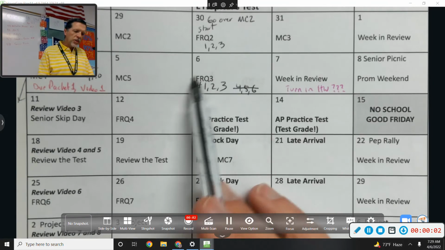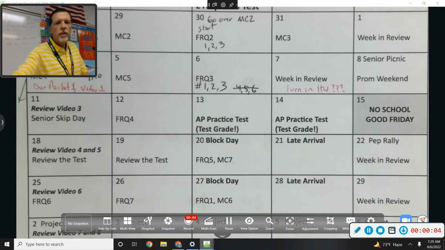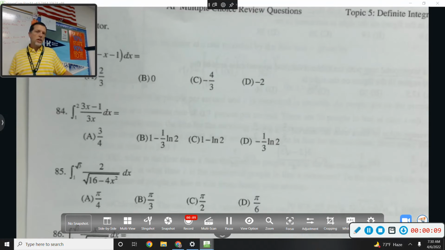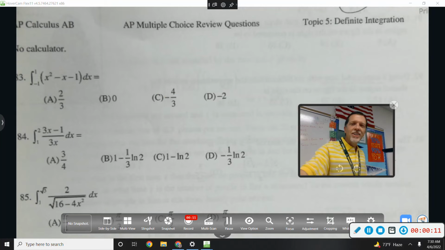So I'll say it multiple times, but the free response assignment today is only problems 1, 2, and 3, not 4, 5, and 6. All right, Connor, start us off.